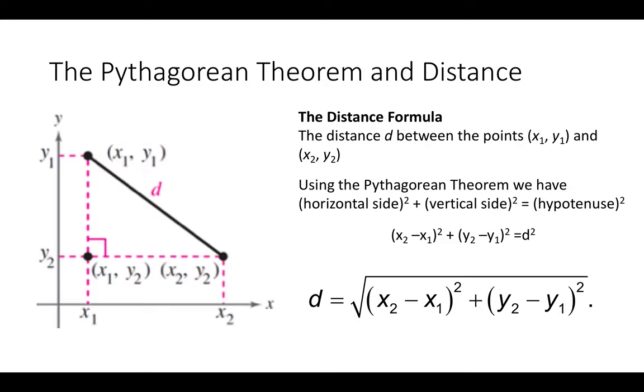And so we have the right triangle, and one side of the right triangle is the difference in the y coordinates. And the second one is the distance of the x coordinates. And so if you want to find the horizontal side, you just take the difference of the x coordinates, here, x2 minus x1, and you square that. And then you do the same thing with the y coordinates. And then you add those two things together, and that is equal to the square of the distance.